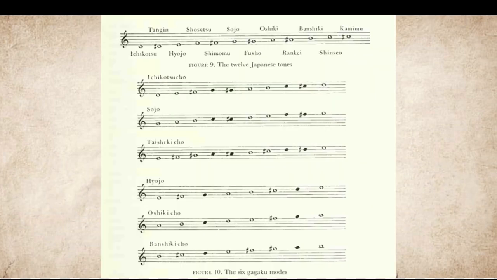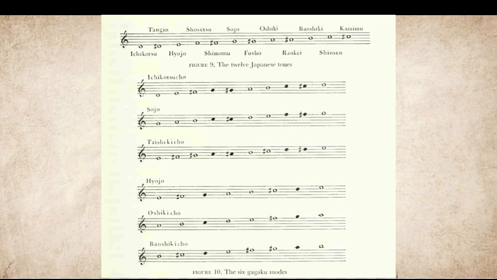Figure 9 from William Malm's book gives the name with the corresponding Western pitch. The scale starts with the note D, as this is said to be the basis of the Japanese tonal system. The figure below that shows us the 6 modes used in Gagaku music. There are 3 Ritsu modes and 3 Ryo modes. According to William Malm, the basic function of these 6 modes in Gagaku is to provide means of transposing compositions or playing them at a different pitch level.